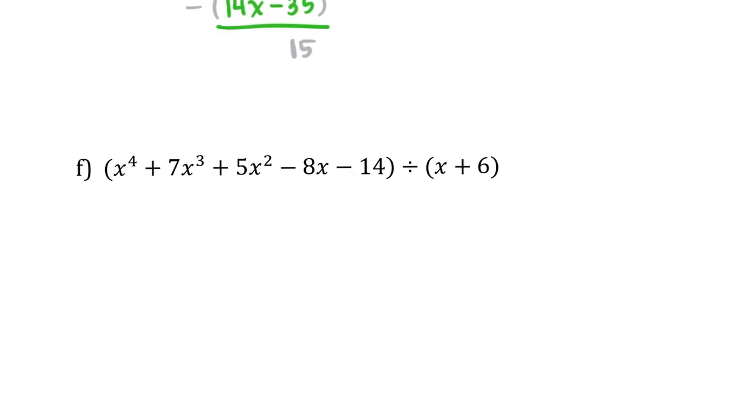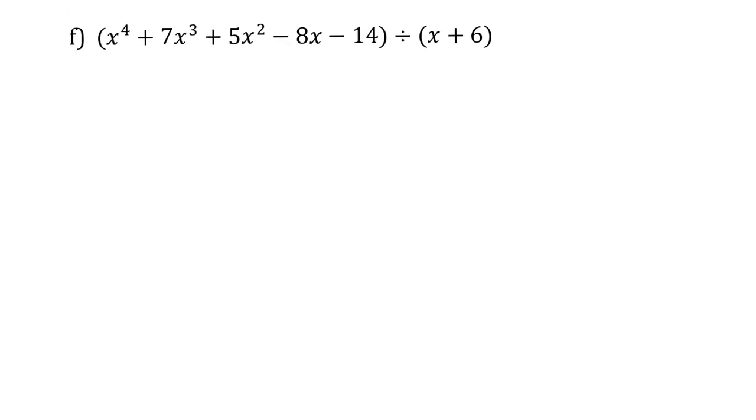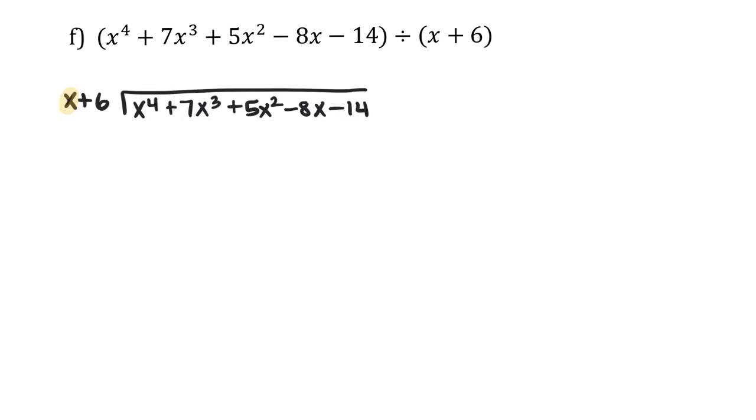Let's try this last one here. This is x to the fourth, and I'm dividing by x, so I should end up with a little bit more stuff in my answer. Go ahead, set it up, then try it on your own. I set it up, so I have x times something to get x to the fourth, so that's x to the third.